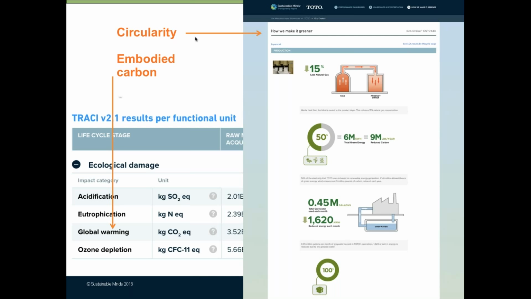At the end of the day, a manufacturer can be utilizing a number of strategies that fall under the category of circularity, but without actually measuring through the use of LCA if those strategies are driving meaningful performance improvement. They could be saving a lot of money. That's great.